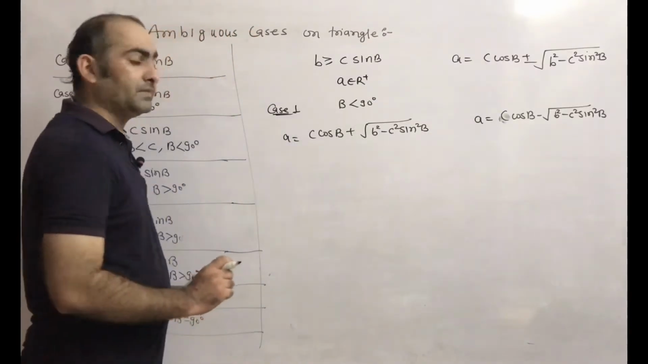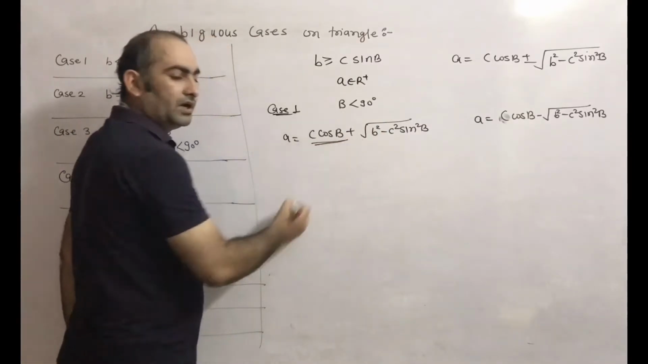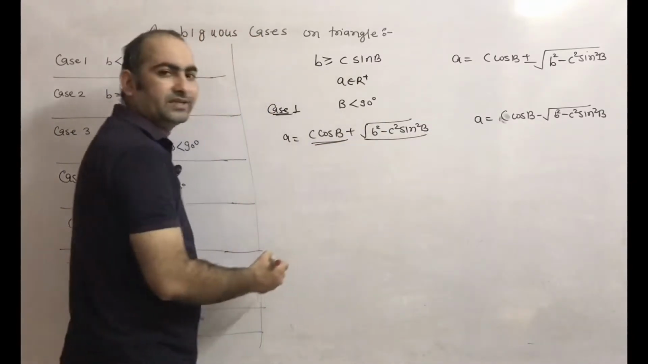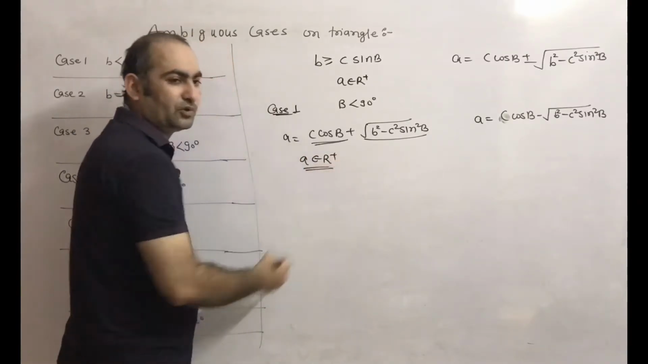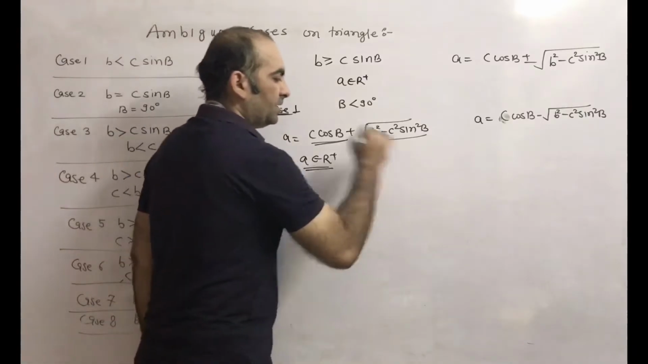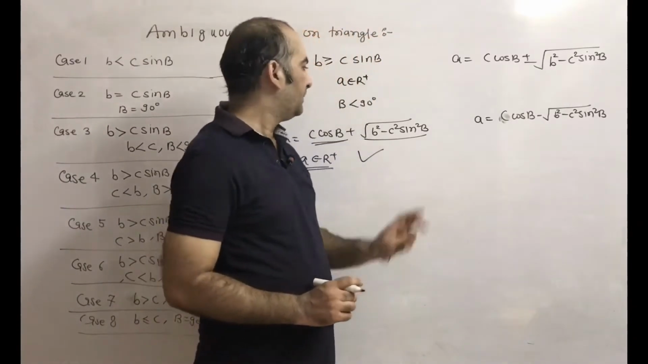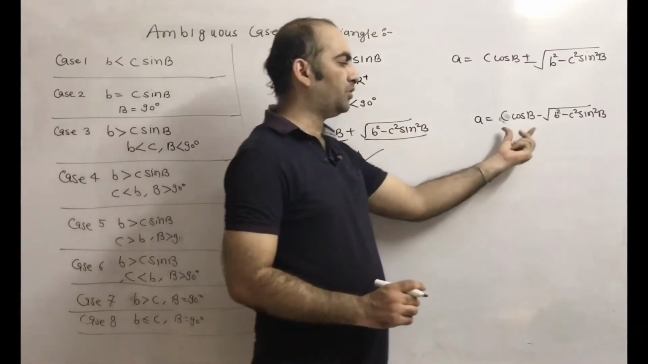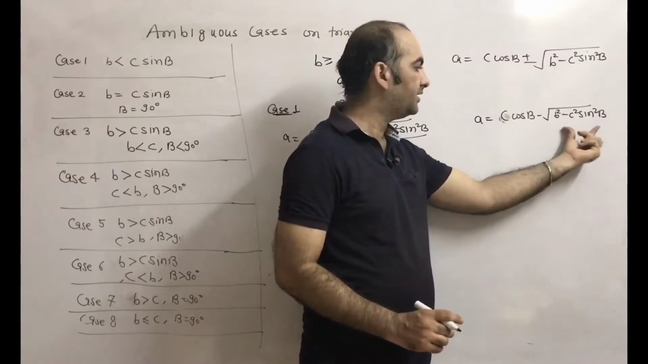So here we are checking if B is less than 90, that means c cos B is positive, and this is already positive. So we can say that a belongs to R plus. That means triangle is possible. In this case triangle is possible. Now in this case we are checking B less than 90, so this is positive, but minus of this one, there will be a difference.